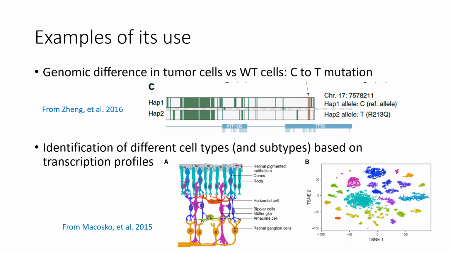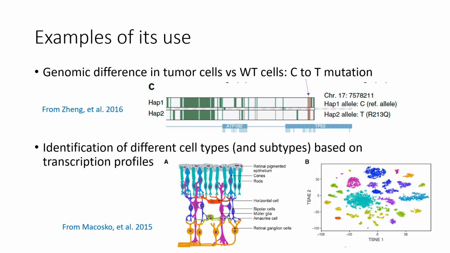So to show you some examples of its use from the literature, in the first case, single-cell sequencing was used to detect a mutation in a tumor cell. They were able to detect a switch from a C to a T, which is highlighted in the red rectangular section of the upper figure.